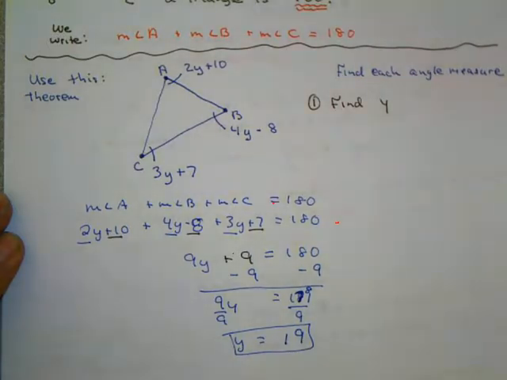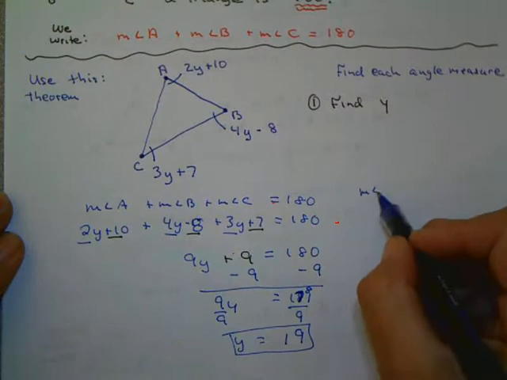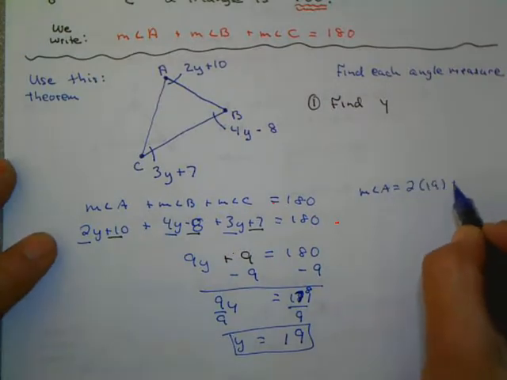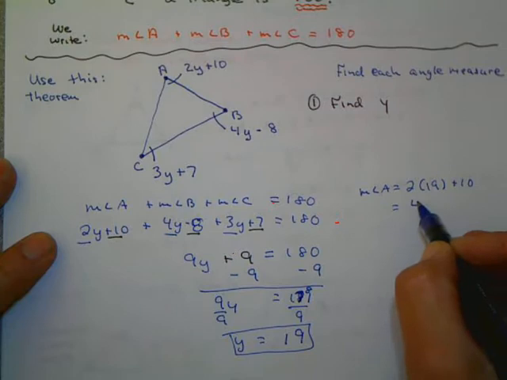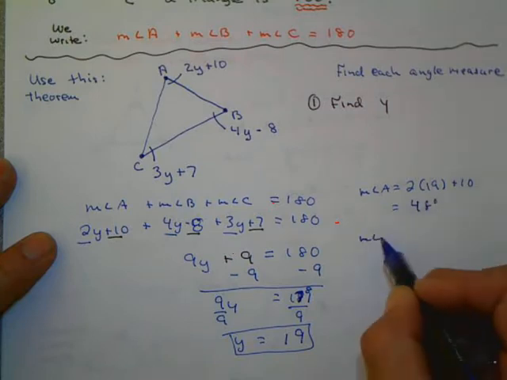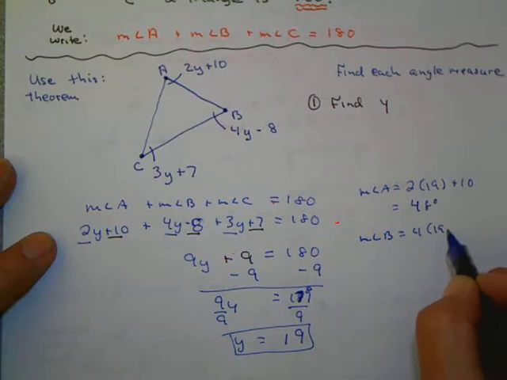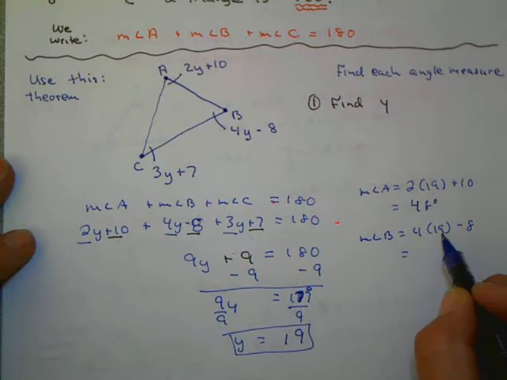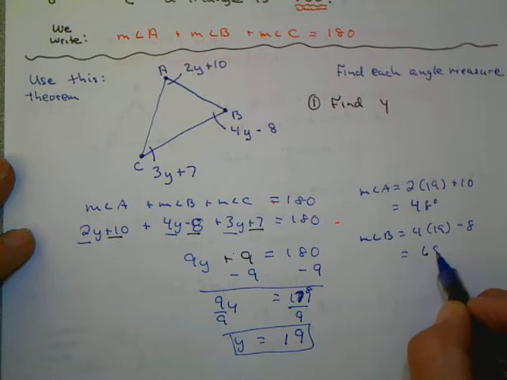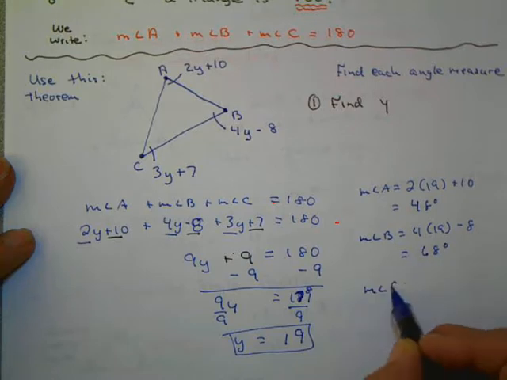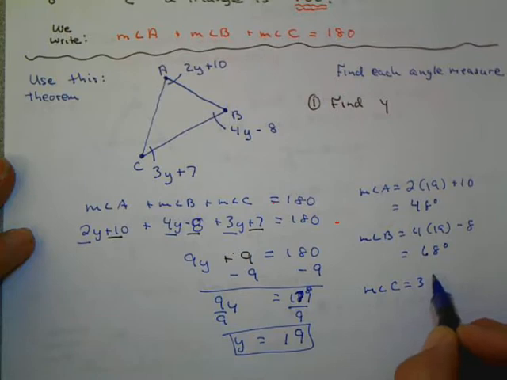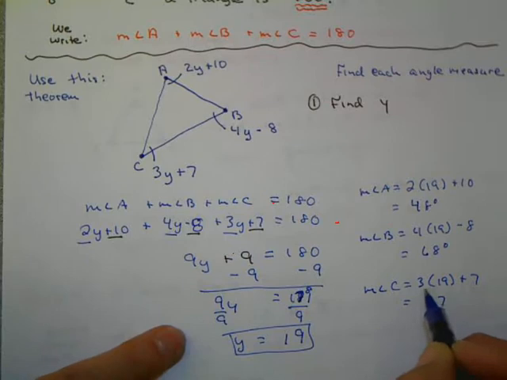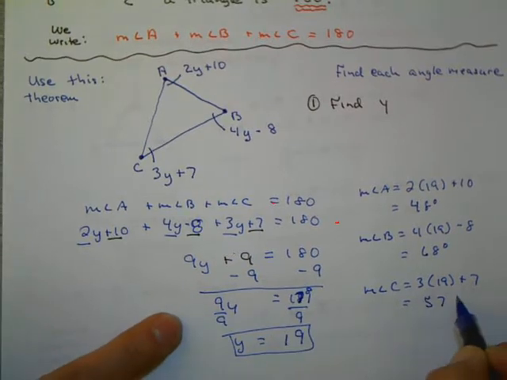And now we just find each measure. The measure of angle A is 2 times 19 plus 10. So 38 plus 10 is 48. The measure of angle B is 4 times 19 minus 8. Well, 4 times 20 is 80. Take away 4 because it's only 19. So 76 minus 4, 68 degrees. And the measure of angle C is 3 times 19 plus 7. So 3 times 9 is 27. Carry the 2. 3 times 1 is 3. 4, 5 plus 7, 64 degrees.